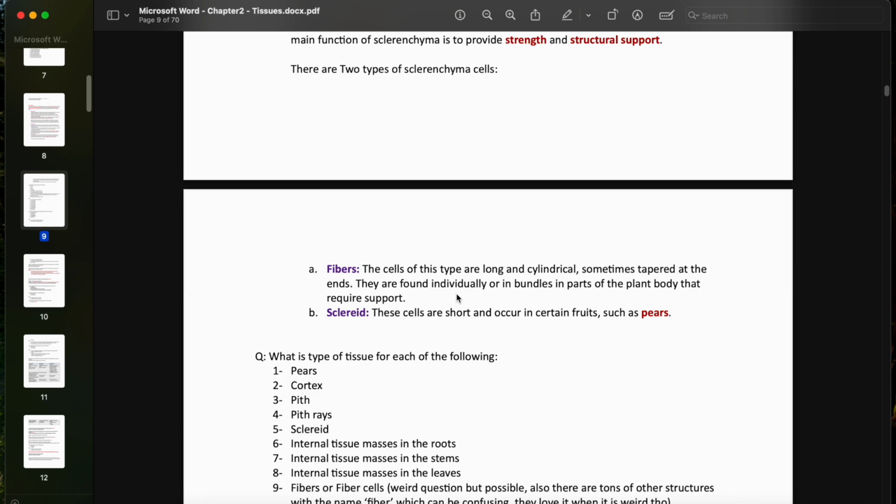And the second cell is the sclereid. These cells are short and occur in certain fruits such as pears.